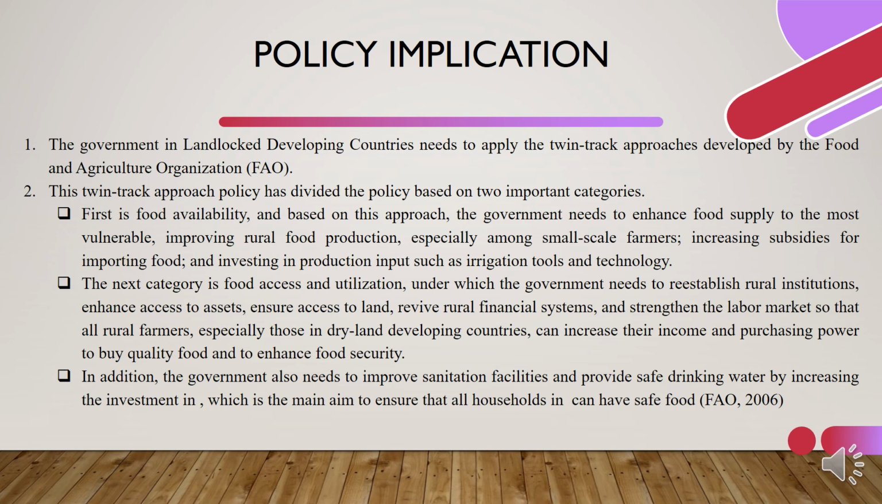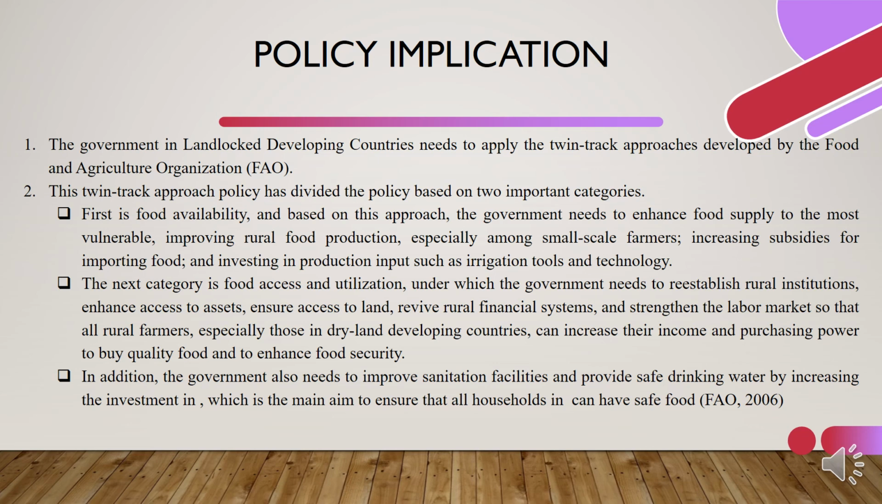First is in terms of food availability, where according to this approach, the government needs to enhance food supply to the most vulnerable by improving rural food production, especially among small scale farmers, by helping to increase subsidies for importing foods and investing in production inputs such as irrigation tools and technology.